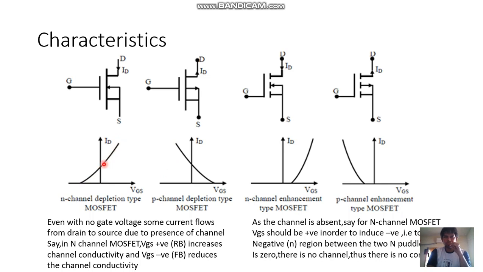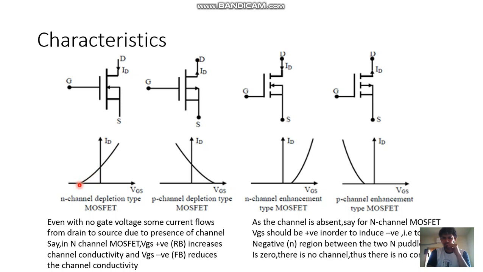Characteristics, these are very important. So its characteristics are like this. Why? Because even though we are not applying any gate voltage, VGS is 0 for a D MOSFET, I already told you, there is a channel. So there is some current. This current is called the drain current, and this point is called IDSS. We'll discuss what IDSS is and how to obtain the value of IDSS.